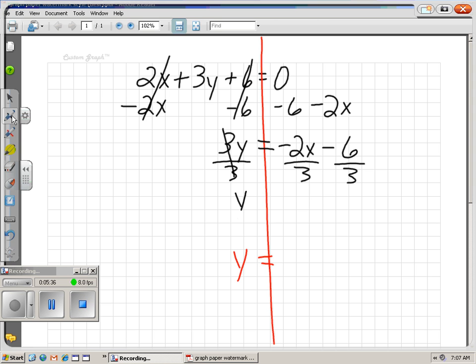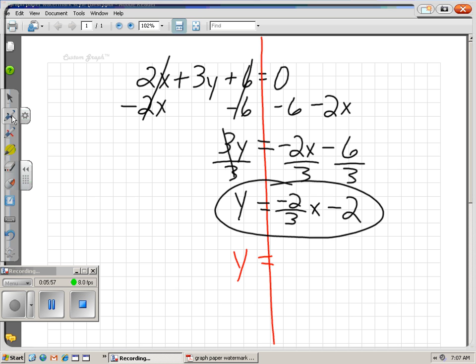My 3's gone. Y equals, now I'm going to write it like this, negative 2/3. And I'm going to put the x, instead of being up on top in the numerator, about halfway up. That's how we like to write it. So negative 2/3 x, and then negative 6 divided by 3 is a negative 2. So I have y equals negative 2/3 x minus 2.